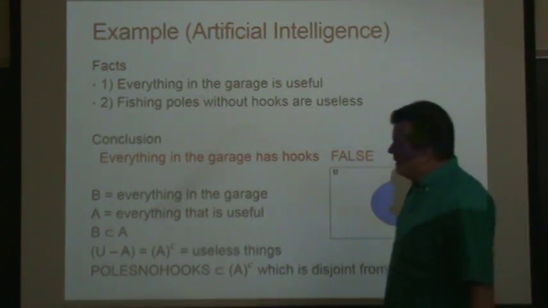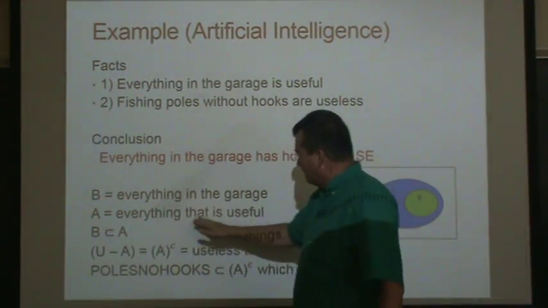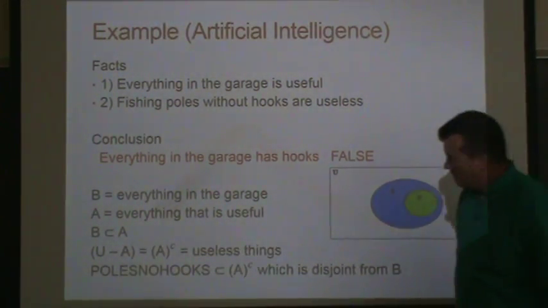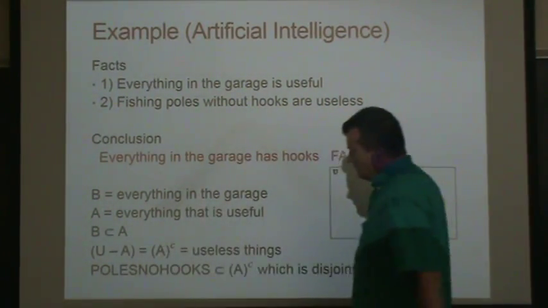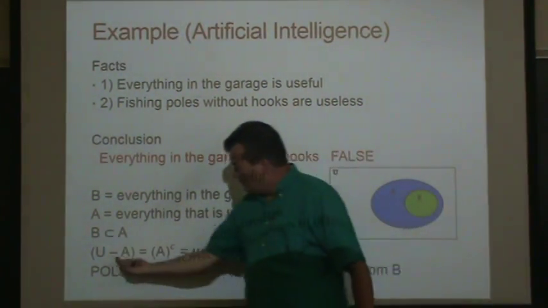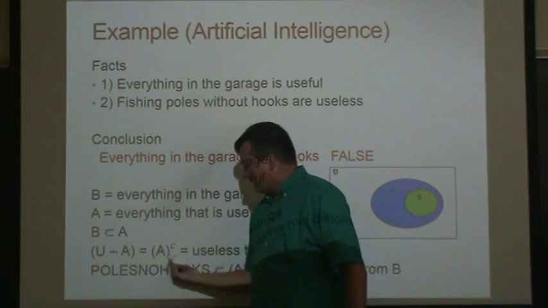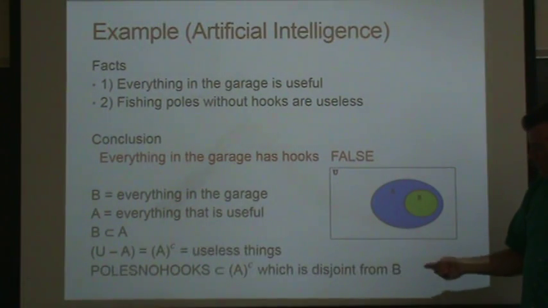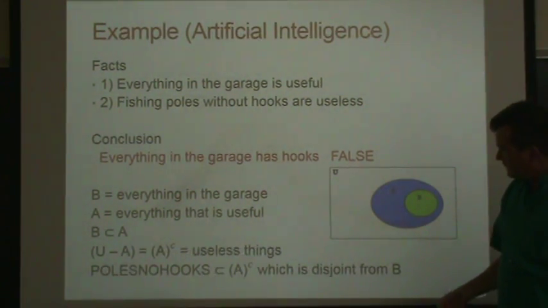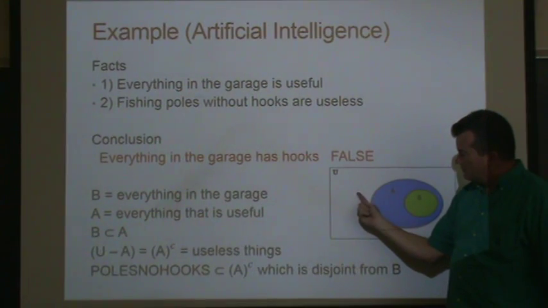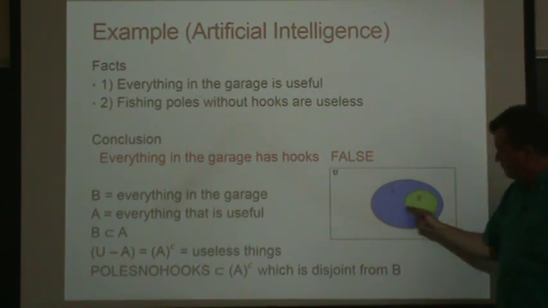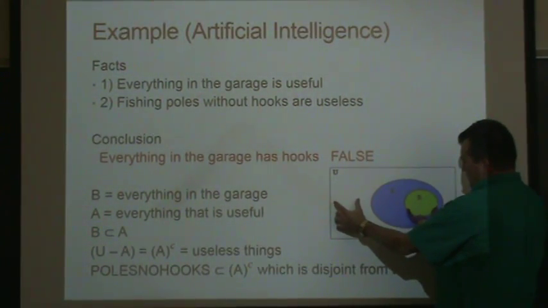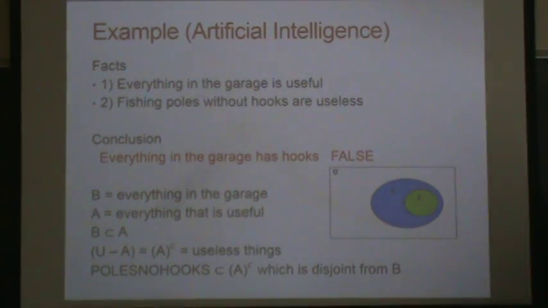So now the question is, if B is everything in the garage and A is everything that is useful, then everything in the garage is a subset of what's useful. So B is a subset of A. And then everything in the universal set minus A is A's complement. That's all the stuff that's useless. And then fishing poles with no hooks are a subset of what's useless. So all fishing poles without hooks are out here. There's none of them over here. And that would be a disjoint set. That would be a set out here, and a set of all stuff in the garage are disjoint sets.